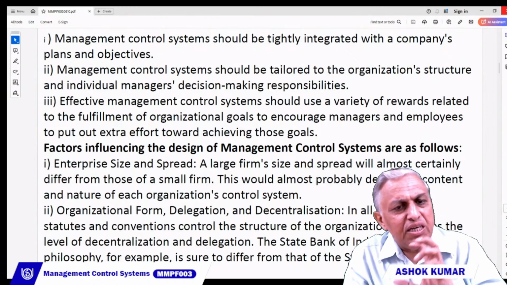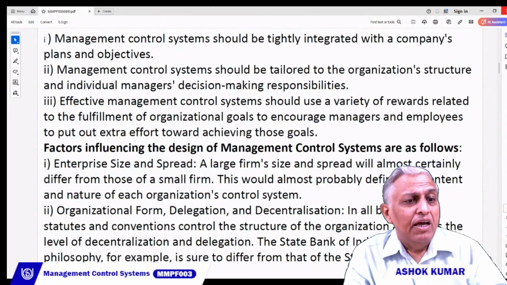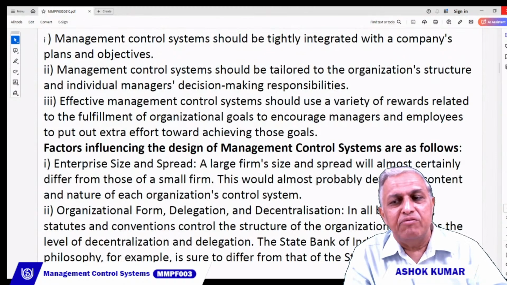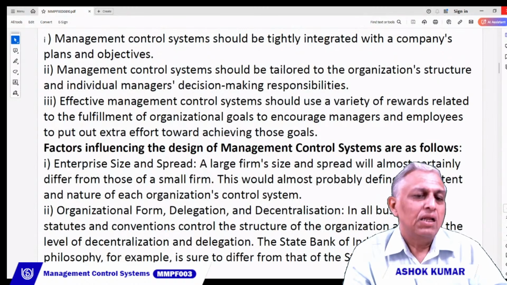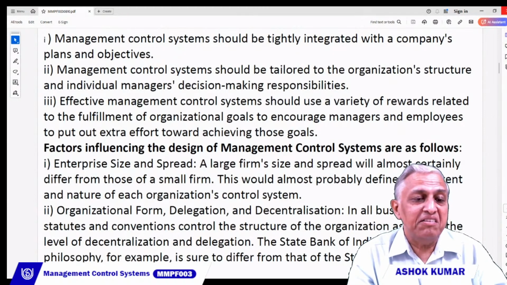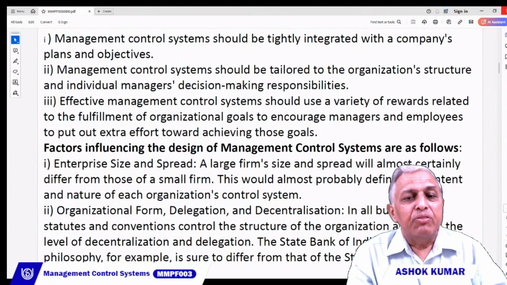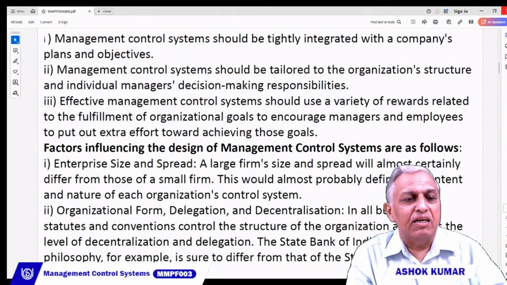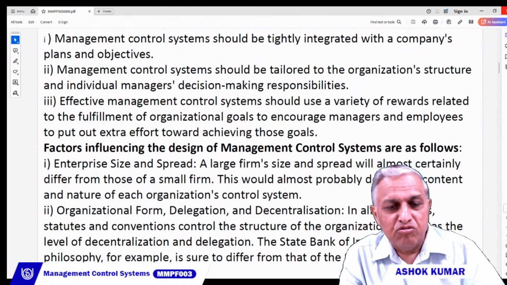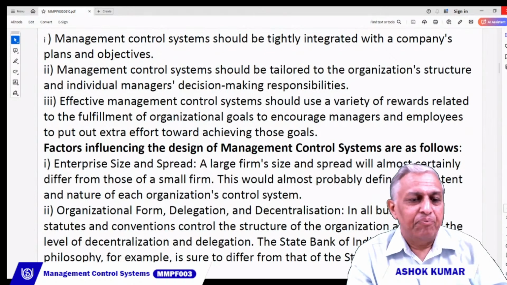What are the factors influencing the design of management control systems? Let us understand. First, enterprise size and spread. A large firm's size and spread will almost certainly differ from those of a small firm. The quantum of delegation would be there. Centralization and decentralization would be a major component. This would almost certainly define the content and nature of each organization's control system. So, enterprise size and its spread.